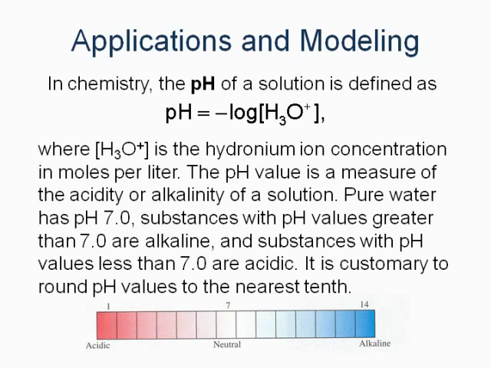All right, the pH value is a measure of the acidity or alkalinity of a solution. Pure water has pH 7.0. Substances with pH values greater than 7.0 are alkaline, and substances with pH values less than 7.0 are acidic. It is customary to round pH values to the nearest tenth.